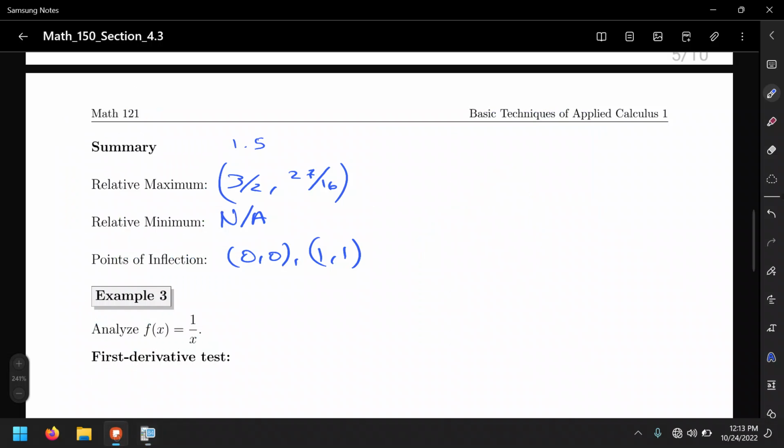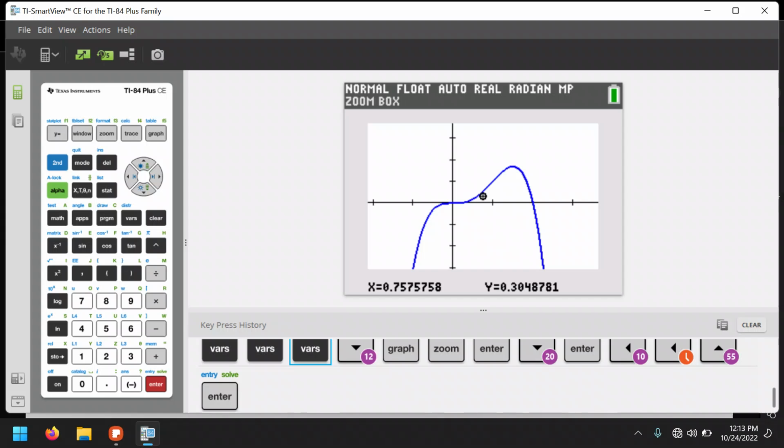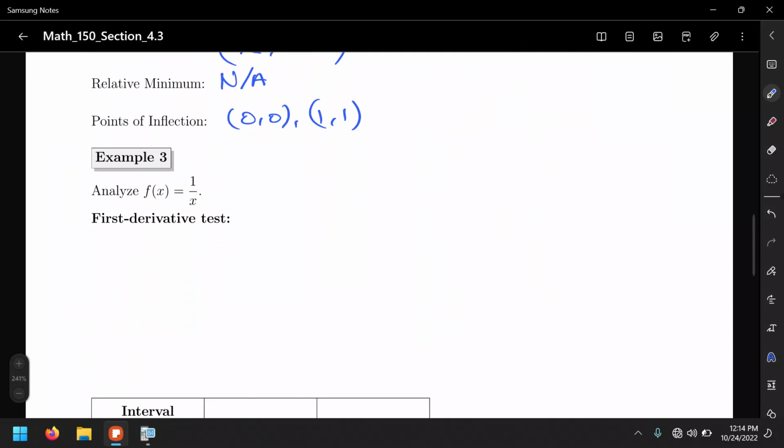And what else? Point of inflection, the origin and the point (1, 1). Did you see how this point is where the graph changes from concave down to concave up, and that point (1, 1) is where the function changes from concave up and then becomes concave down? So I think the graph actually confirms everything we got by hand. Right? So let's go about another example.